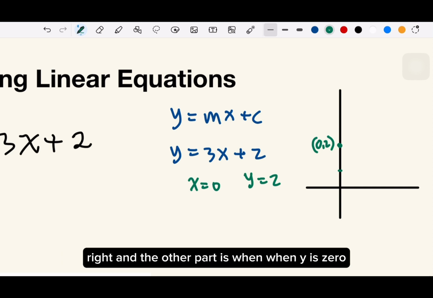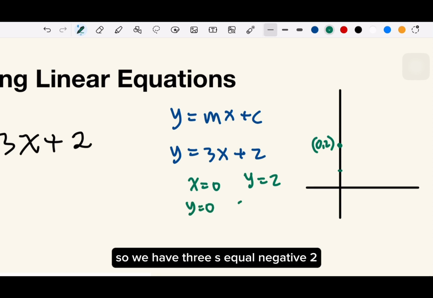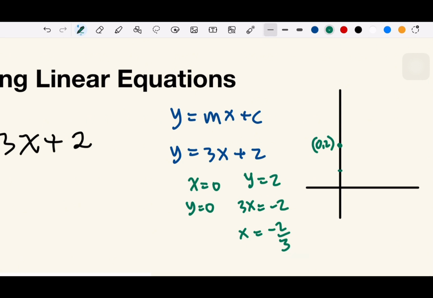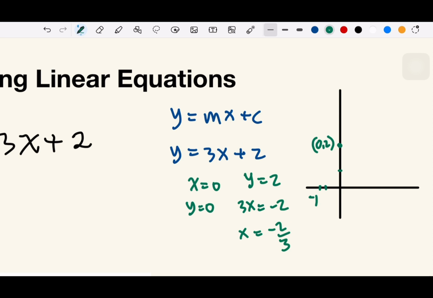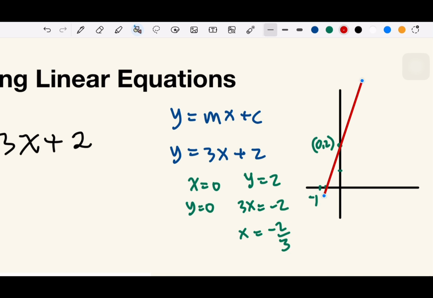And the other part is when y is 0. So we have 3x equals negative 2, which is x equals negative 2 over 3, maybe around here. So I need to connect these two points. That's how I get the line equations.